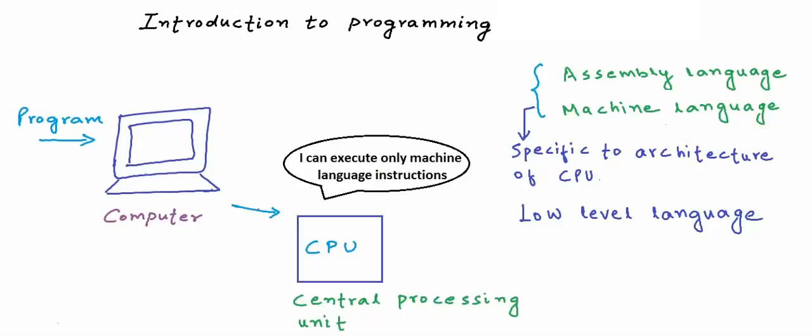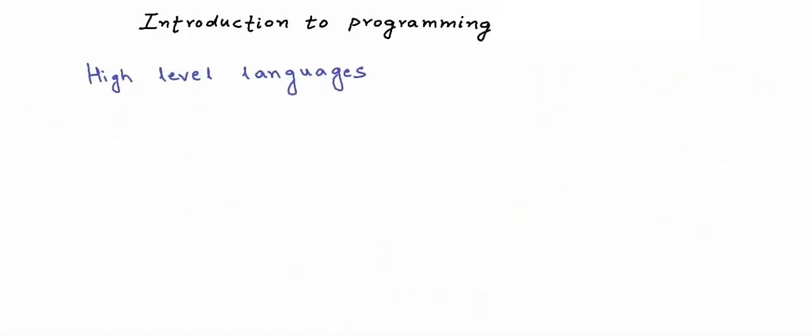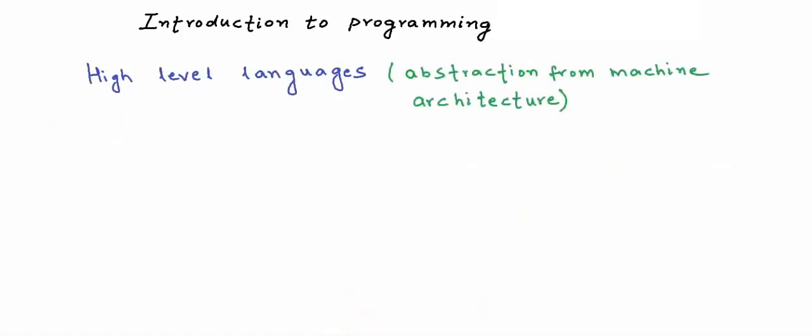A high-level language is supposed to have more elements of natural language, and it's supposed to make the life of a programmer a lot easier, because he will not have to care about all the detailed low-level specifications of the machine. And now let's talk about high-level languages. High-level languages give you abstraction from machine architecture. Many high-level languages have been developed to date. I would name some of them.